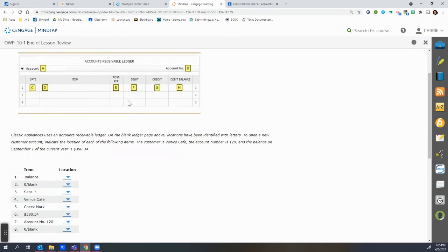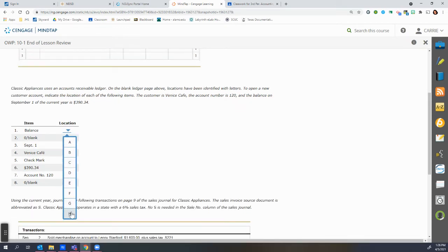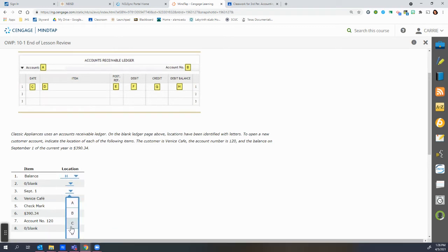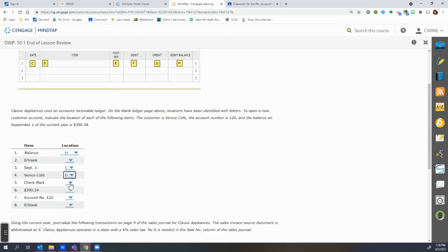So basically what this is doing is it wants us to say where these things go on the accounts receivable ledger. So it's A, B, C, D, E, F, G, H, right? So where would the balance go? The balance is going to go where H is, right? So I just click this and I'm going to choose the H. September 1 is the date, so it's going to go where C is. Venice Cafe is going to go where D is. A check mark.